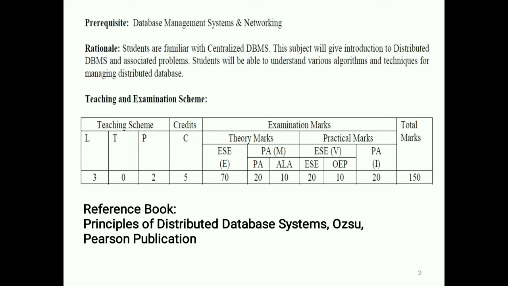of the DDBMS subject. Its short form is DDBMS. Again I am repeating, DDBMS means nothing but distributed database management system. For reference purposes, you have to refer to the book Principles of Distributed Database Systems. Author name is Otsu, and the publication is Pearson publication.